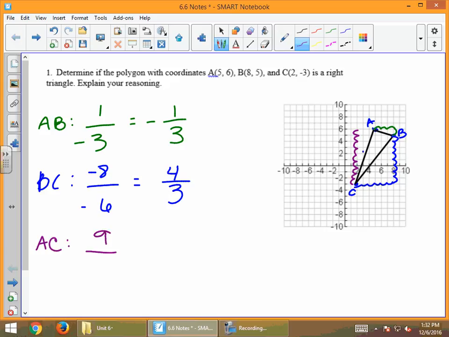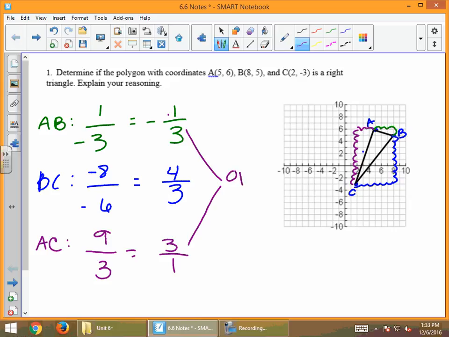How far do we count over? 3. Well, what does 9 over 3 simplify down to? 3 over 1. Are those two sides perpendicular? Yeah. If you look at these two slopes, are they flipped?